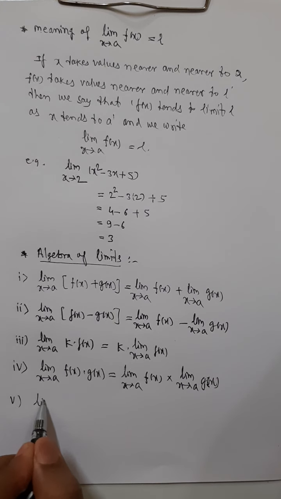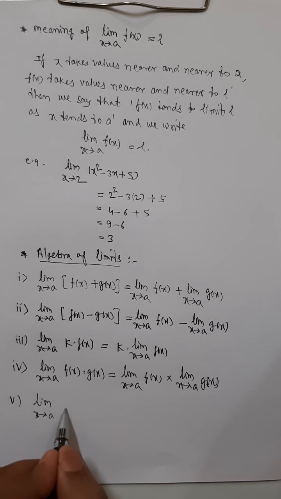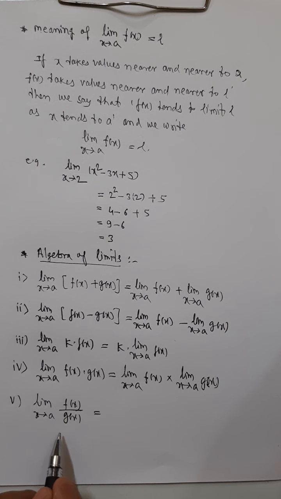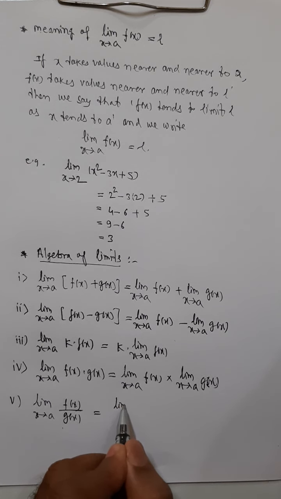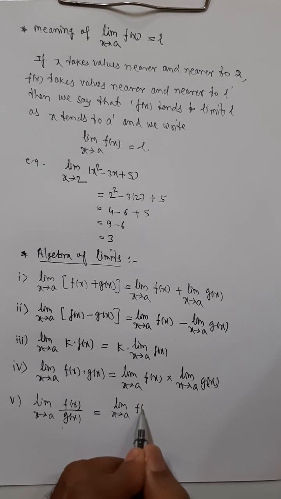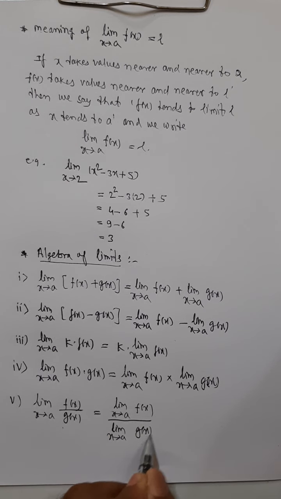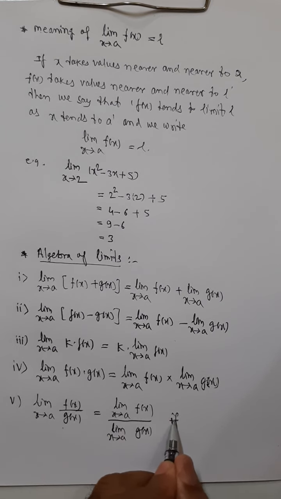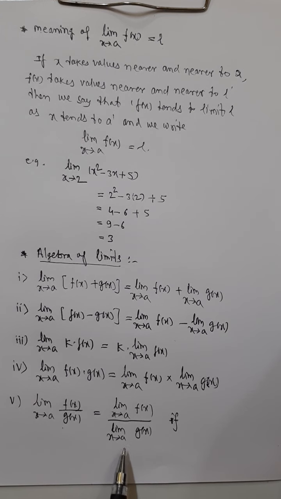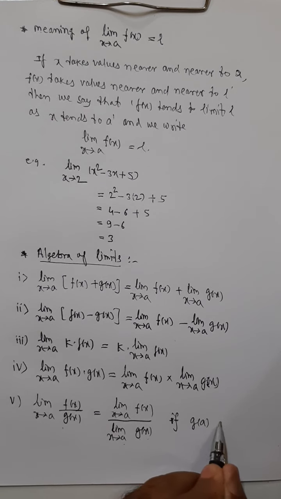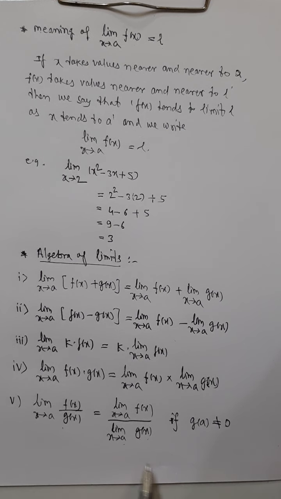And fifth, if the ratio is there, limit as x tends to a of f of x divided by g of x, we can take limit of numerator and limit of denominator separately: limit as x tends to a of f of x divided by limit as x tends to a of g of x, provided a condition is satisfied. After taking limit of g of x as x tends to a, we put x equal to a, we get g of a, and note that g of a is not equal to 0. The denominator after taking limit is not equal to 0, that is the condition. If the denominator is not 0, then we can take the limits separately.